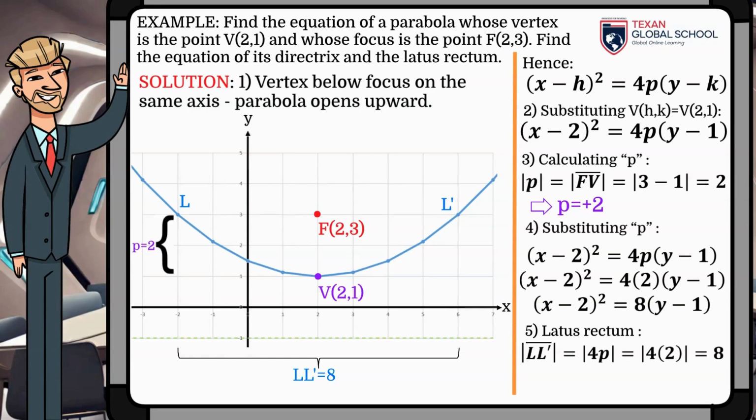Since the distance between the vertex and the focus is p equal to 2, that should be the same distance from the focus to the directrix. So, the directrix equation is y equals -1. It could also be calculated with the formula y equals k minus p. We can verify that since the focus is the point h, k plus p, it is effectively the given point 2, 3. In this way, we can see the behavior of the parabola.